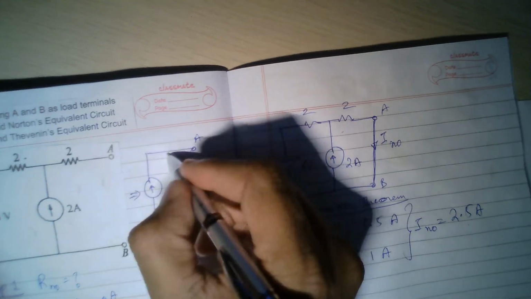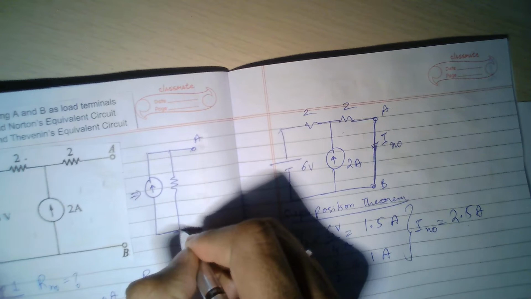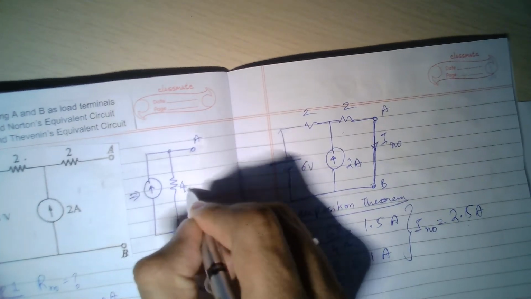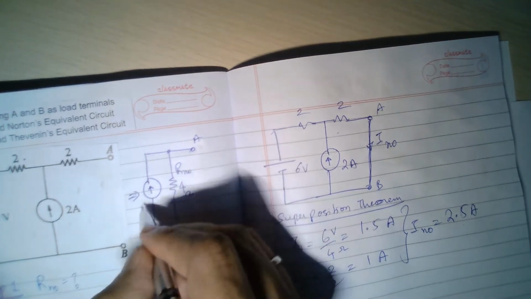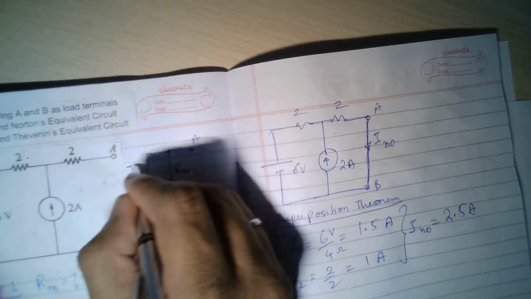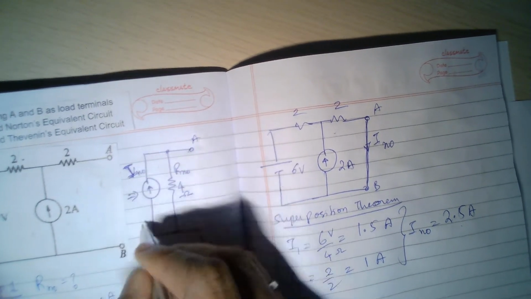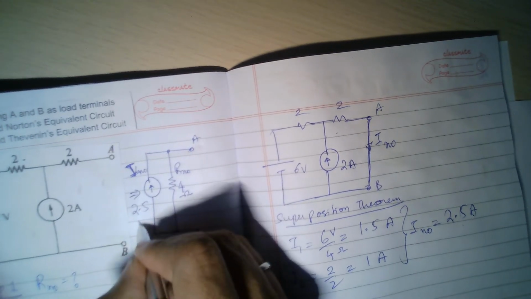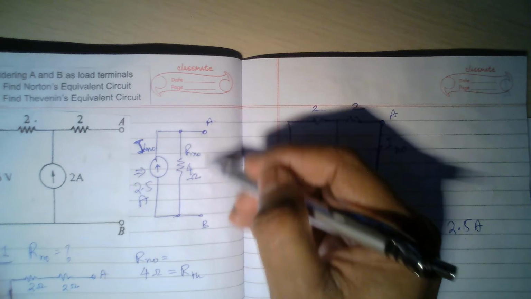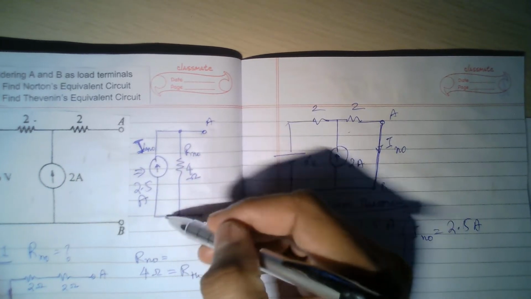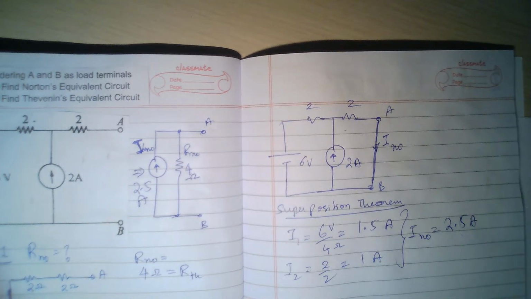I have A, B as the terminals, and like this. This is 4 ohms, this is RNO, and then INO, Norton's current, is 2.5 amperes. If I short circuit this, then the entire 2.5 amperes flows through that. So that makes sense.